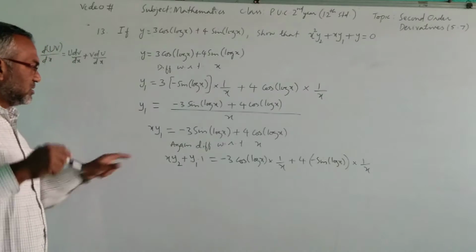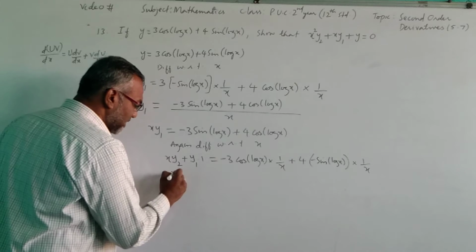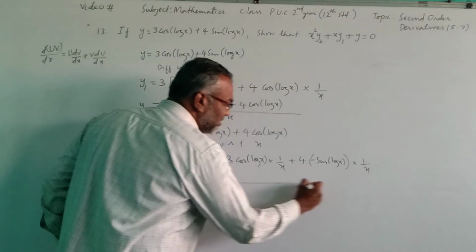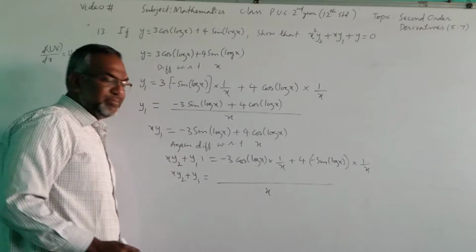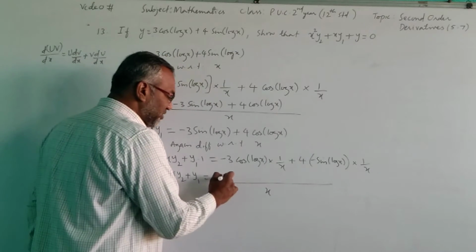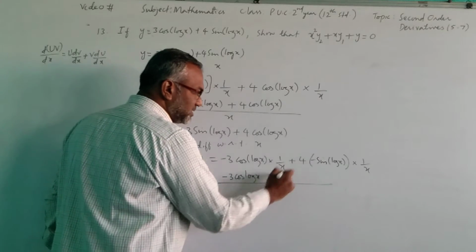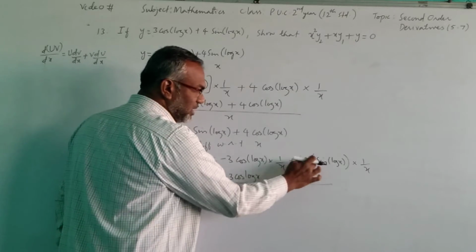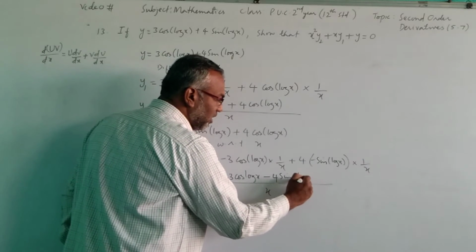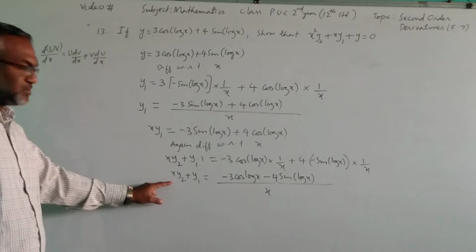This is second order derivative. We differentiate it again, right? Now keep it as it is. xy2 plus y1 as it is is equal to, take LCM again here. We can again take LCM. x is LCM here. By x, x is LCM. So what will be left here? Minus 3 cos of log x, plus into minus will become minus 4 sine of log x.